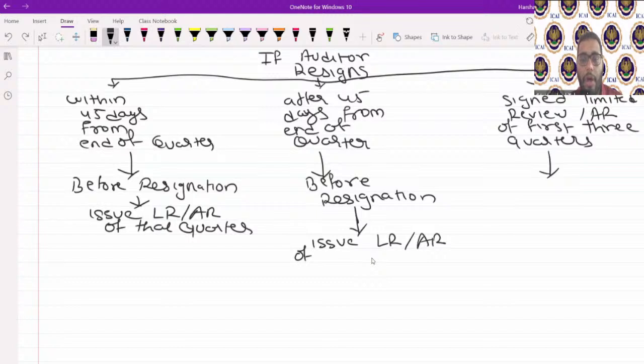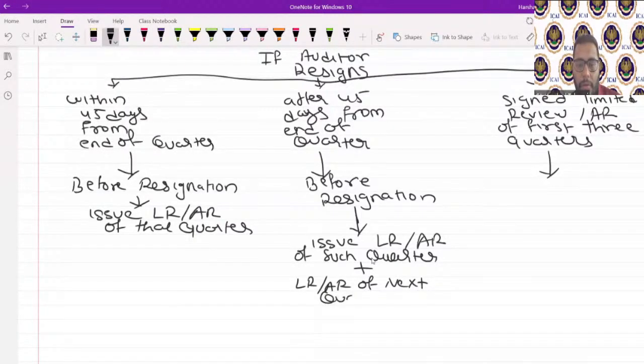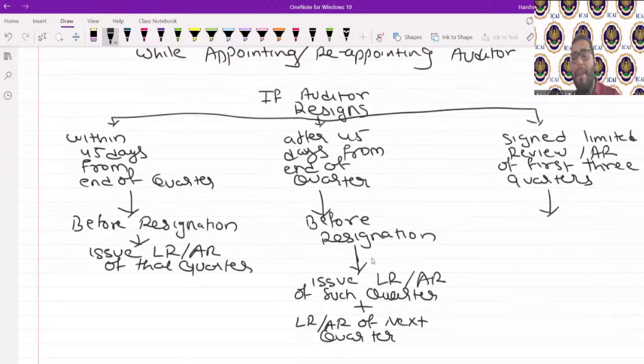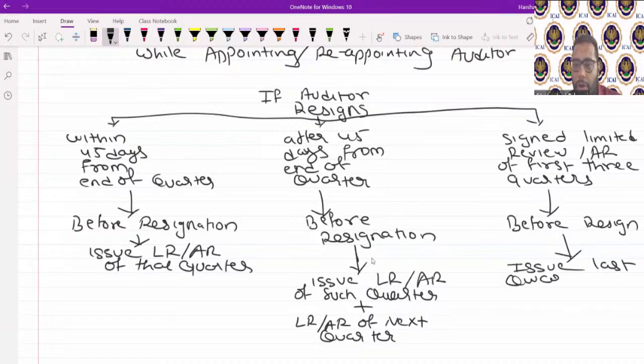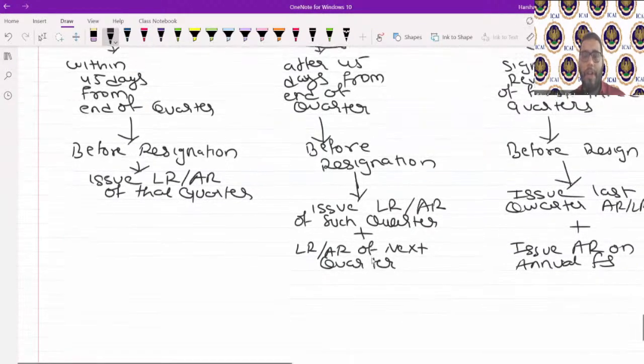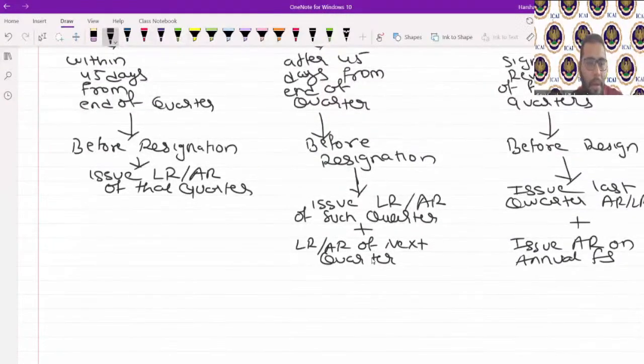If the auditor is resigning 45 days after the end of September, then the auditor needs to issue the audit report or limited review report of such quarter, plus the limited review or audit report of the next quarter. If the auditor has already signed the limited review and audit report of the first 3 quarters, then before resignation, issue the last quarter audit report or limited review report, plus issue the audit report on the annual financial statement.